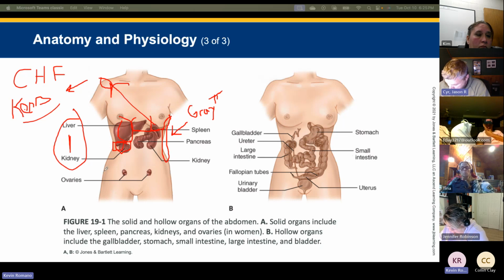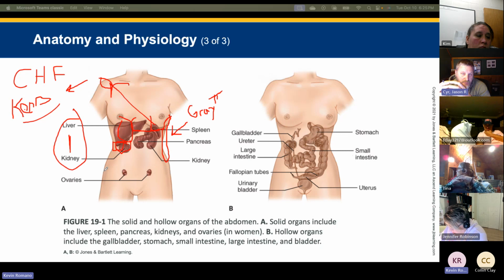Where are the kidneys located? Behind the peritoneum. Give me your actual name for that. Retroperitoneal cavity or space. So, Kevin, I actually had a question about that. So, the diaphragm. Where is the retroperitoneal? It's like a sac, right? Like the retroperitoneal location. So, is it the back? Is it a sac? No. It's a cavity.